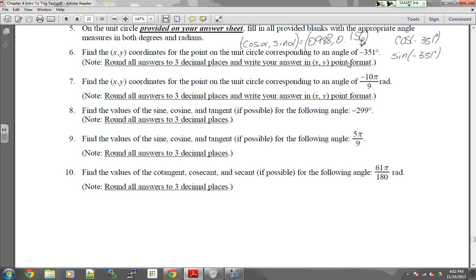So switch to radian mode. And again, like I said, call me over if you're unsure how to switch to radian mode, because I want to make sure you can get these right, and I don't want to have to mark you off because you didn't properly change your calculator's mode. So the cosine of negative 10 pi over 9.